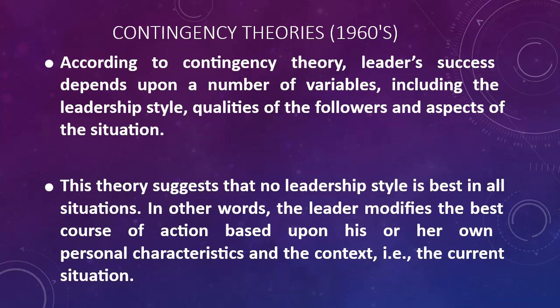Also in the contingency theory, leader success depends upon a number of variables, including his style, qualities, followers, situation, and many other factors. This theory suggests, as I told you, that there is no leadership style that is best in all situations. In other words, the leader modifies the best course of action based upon his or her personal characteristics within the context of the environment. So contingency theory is talking about this. And this is all about the contingency theory.